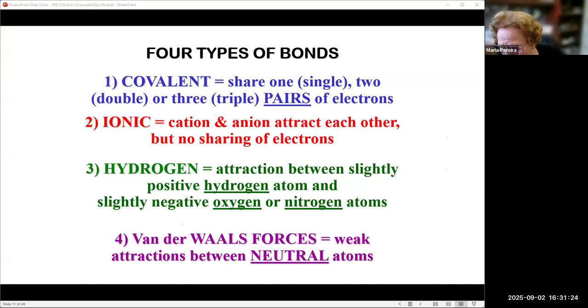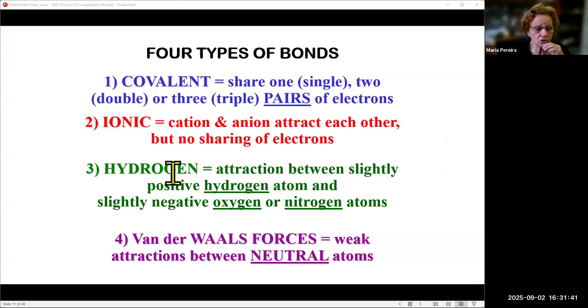No, the strongest is the covalent bond. Okay, now let's go to hydrogen bonds.